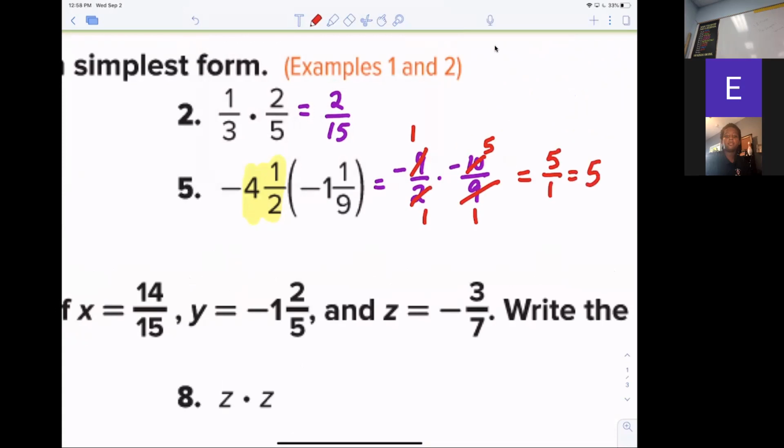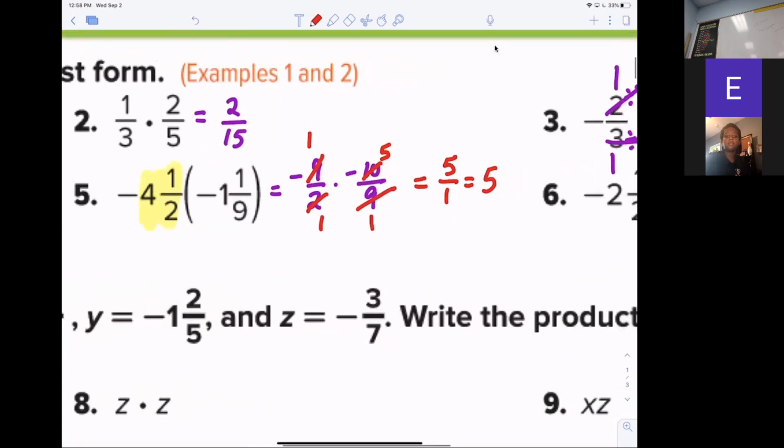Yes, ma'am. So I just want to make sure: when you do an improper fraction, you do 2 times 4 plus 1. You just add the one on top. Yes. You don't use the denominator. Right. Multiply and add. Same pattern.